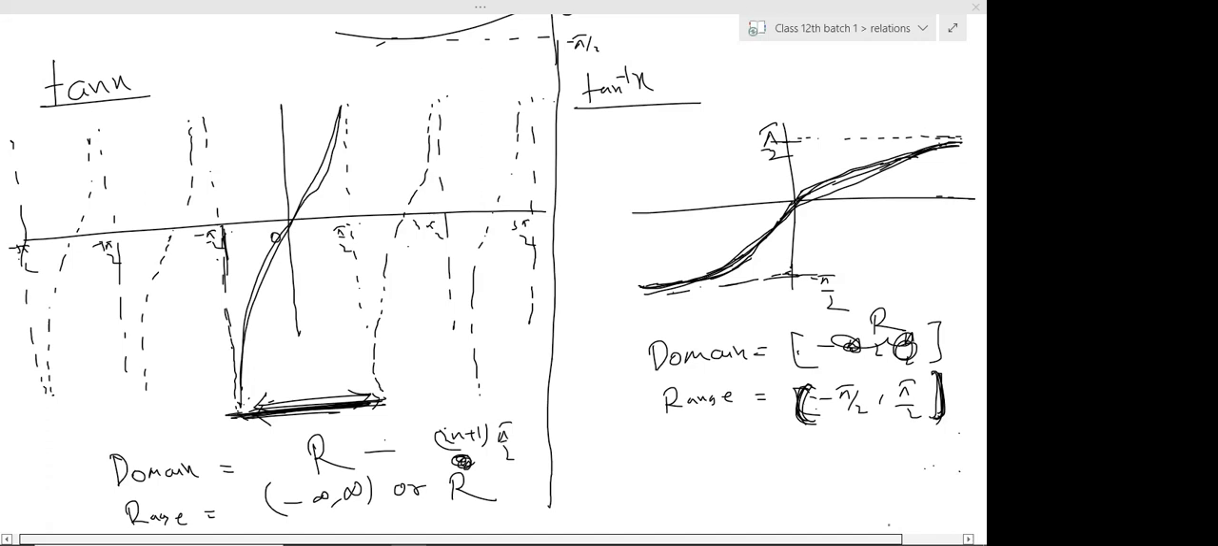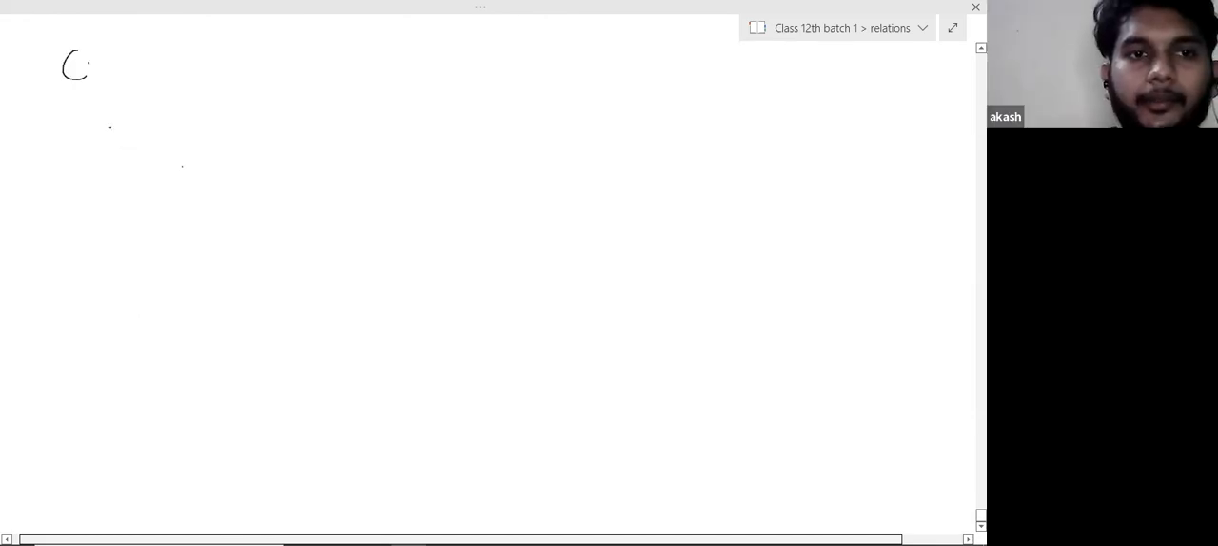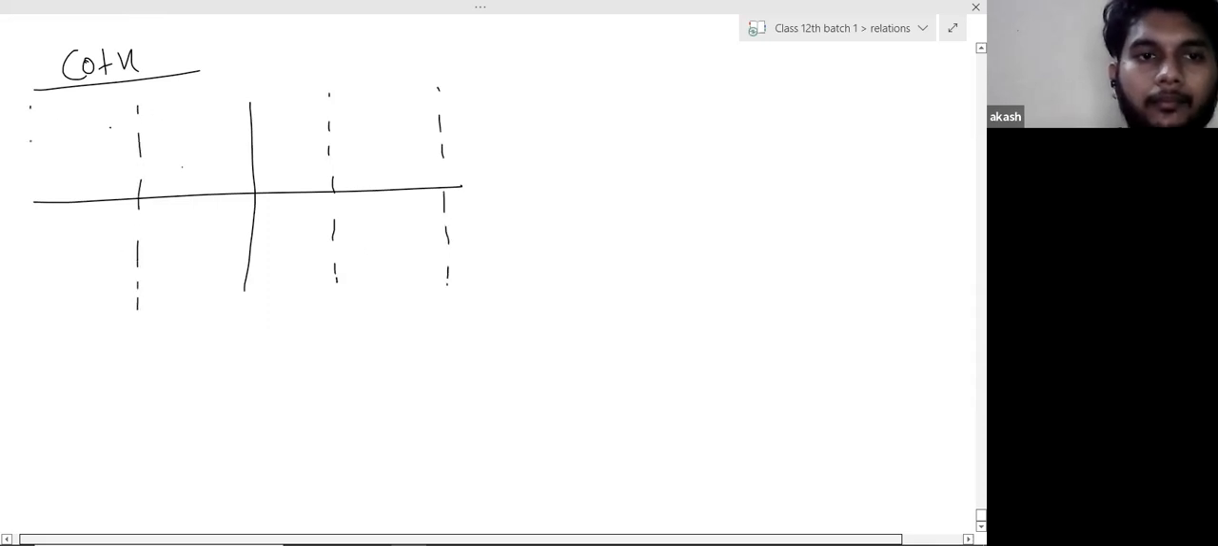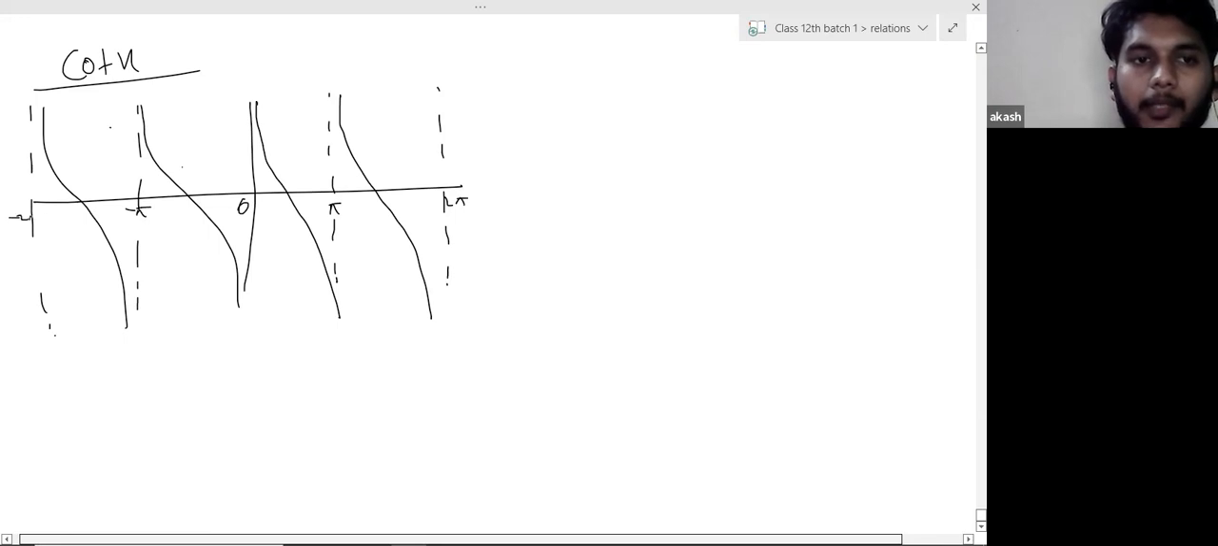Sir, done. All right. Now the graph of cot x. This graph is like this. This is 0, pi, 2 pi, minus pi, minus 2 pi, and so on.